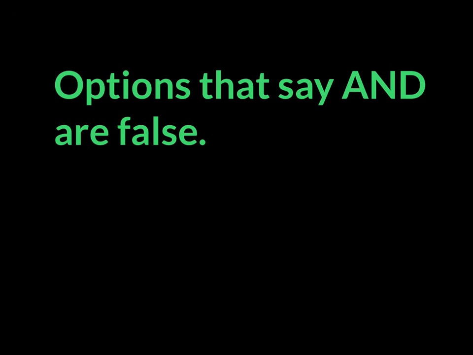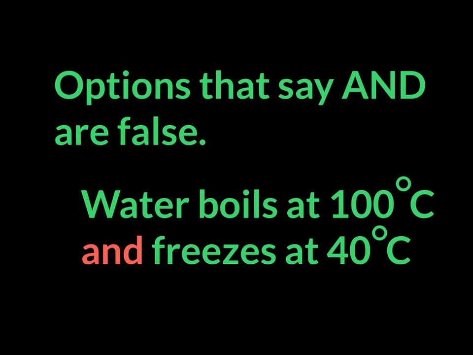Options that say and are generally false. Why? Because it's much easier to take a correct answer and add and with something bizarre to it to make it wrong, rather than inventing a whole new option that's wrong from scratch. Example, water boils at 100 degrees. That's true, but if we add and freezes at 40, now we have an incorrect option.